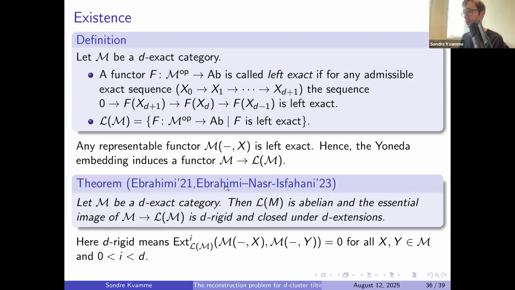And for us, this is a very useful result, which we will use to get the existence of a d-cluster tilting subcategory. Just before that, I want to mention that the d equals 1 case of their result tells us that the exact category is closed under extensions in an abelian category. So it recovers the Quillen-Gabriel embedding theorem.